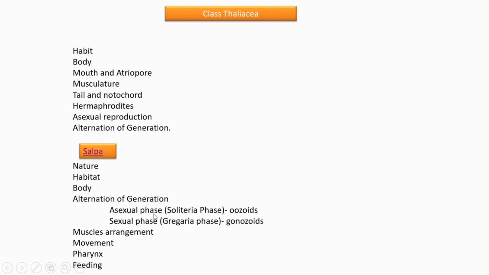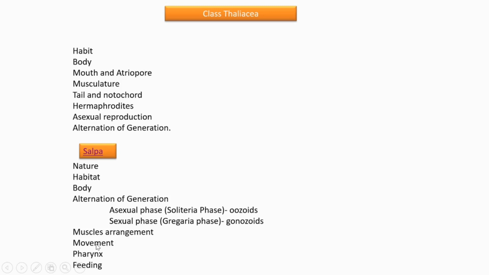Then the asexual phase is represented by oozoids. The asexual phase is otherwise called the solitaria phase. The sexual phase is represented by gonozoids, and it is otherwise called the gregaria phase. Next, muscle arrangement. How are the muscles arranged in its body? I already told you that they are arranged in the form of incomplete rings around the body. In that way, muscles are arranged in Salpa.